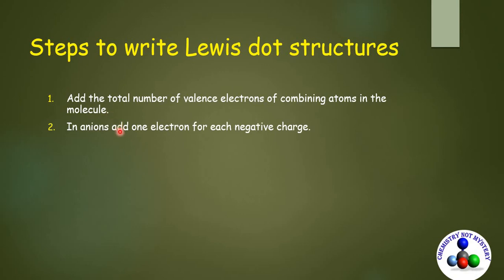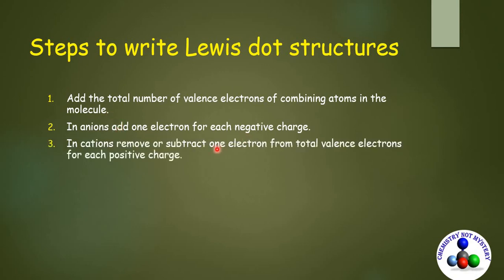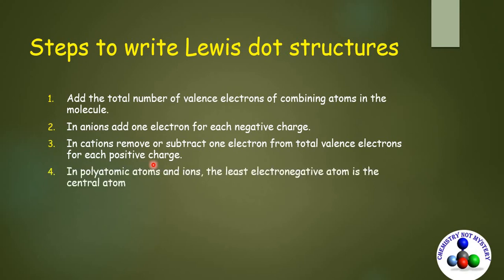In anions, add 1 electron for each negative charge. And for cations, remove or subtract 1 electron from the total valence electrons for each positive charge. In polyatomic atoms or ions, the least electronegative element is the central atom.